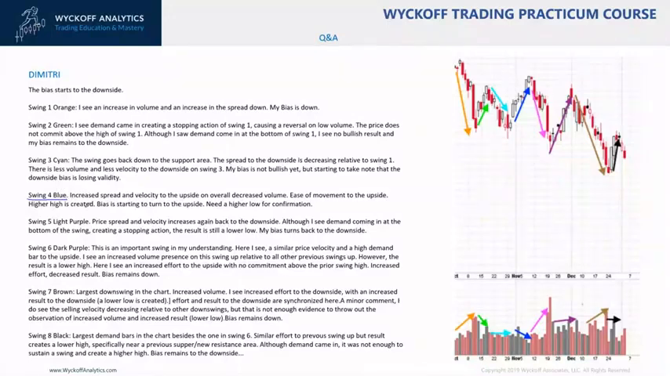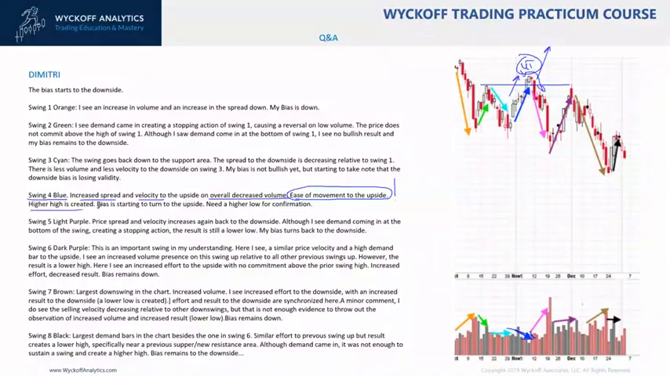That is in blue. Increased spread, correct, and velocity, correct, to the upside on the overall decreased volume signature, correct. Ease of movement to the upside, incorrect. Why is this incorrect? The ease of movement would not only show a commitment, but also sustainability of the move. We don't have sustainability of the move. We have a temporary commitment and then failure, so this acts more as an upthrust and not an ease of movement.